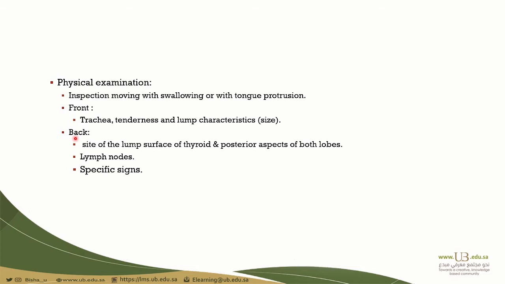The patient will be in sitting position, and you will go at the back of the patient to palpate the thyroid from the back. You will put the palmar surface of your fingers on the thyroid, and you will start characterizing the nodules or the goiter itself. You will talk about the surface of the thyroid, and also you will examine the posterior aspects of both lobes.